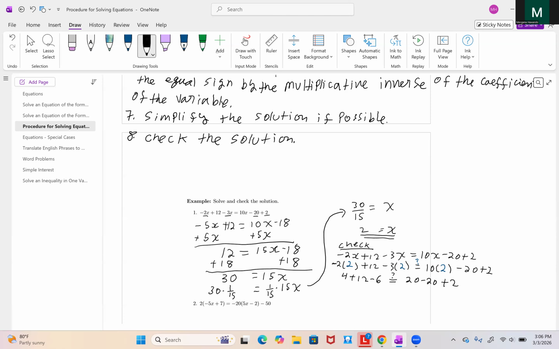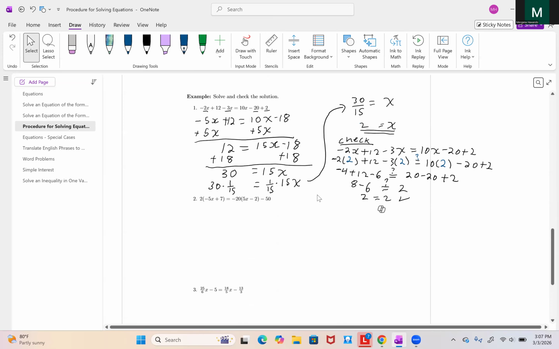Negative 2 times 2 is negative 4. Negative 4 plus 12 is 8. Minus 6 is equal to question mark. 20 minus 20 is 0, plus 2 is 2. 8 minus 6 is 2. 2 is equal to 2. So we get an identity. This means x equal to 2 is a solution.